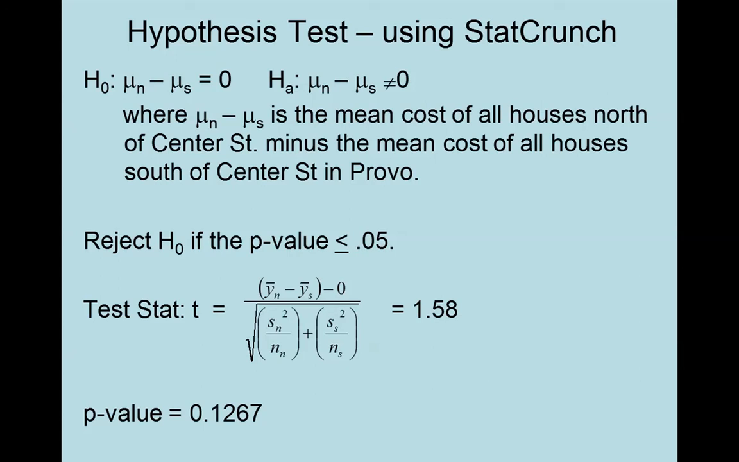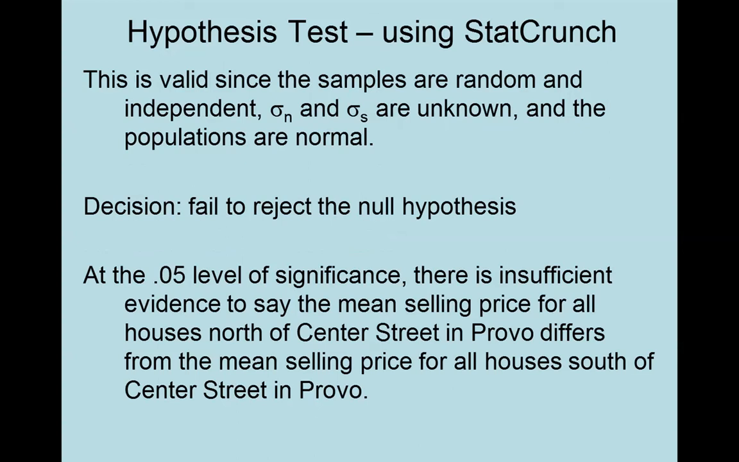The p-value, again, we don't have to go to table T, it's given in the StatCrunch output, so it's 0.1267. This is valid because the samples are random and independent. Sigma sub n and sigma sub s are unknown, and the populations are normal.